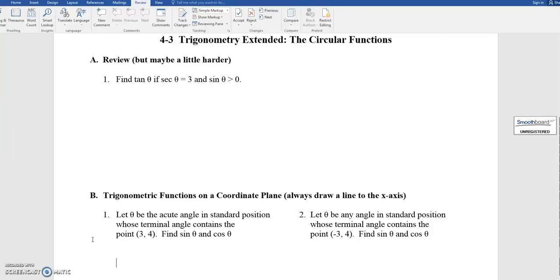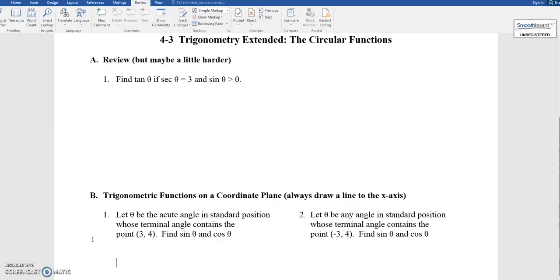So to start off, kind of a review question. Let's pretend that we want to know what tangent of theta is, if we know something about secant of theta, and we also know that sine of theta has to be positive. Do remember we're talking about a right triangle, and we know from our last unit a variety of things. We know that secant is the reciprocal of cosine.